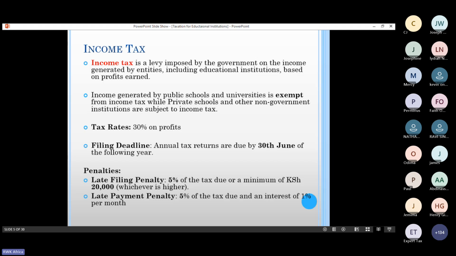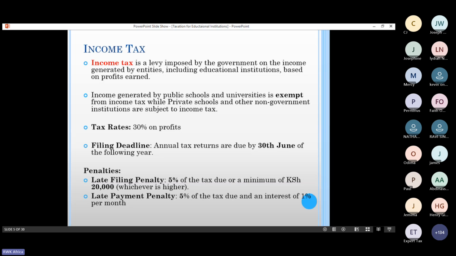So if you do that on a later date than the deadline, you're going to get a penalty. So we have a penalty for the late filing and also a penalty for late payment. So if you have filed late after 30th June, there is a penalty of 20,000 or 5% of the tax due, whichever is higher. That is the penalty KRA will charge you. That's for the company.